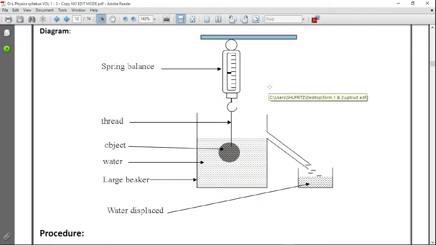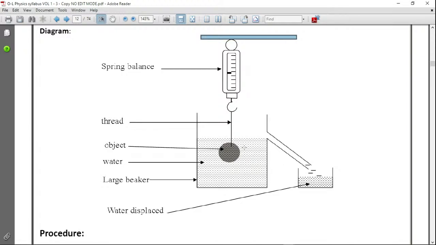But before this stage, because I'm still coming to the procedure, as you can see, the first thing is you have this Eureka can. Eureka cans are the type of beakers that have a spout pointing out so that water can come out. So you have this large beaker with this Eureka spout, then you have the water, and then you have a small beaker.